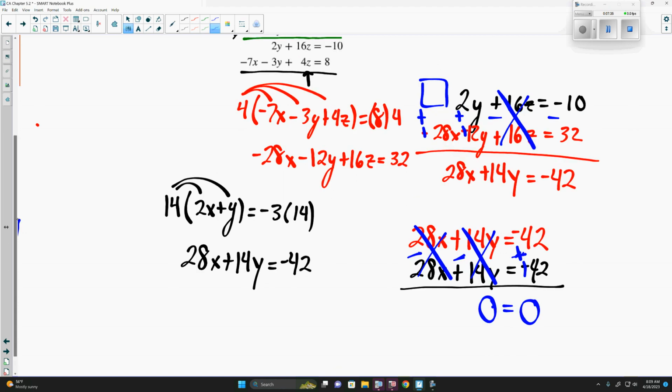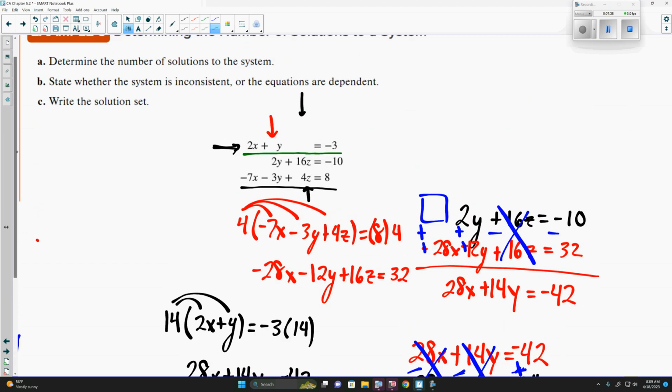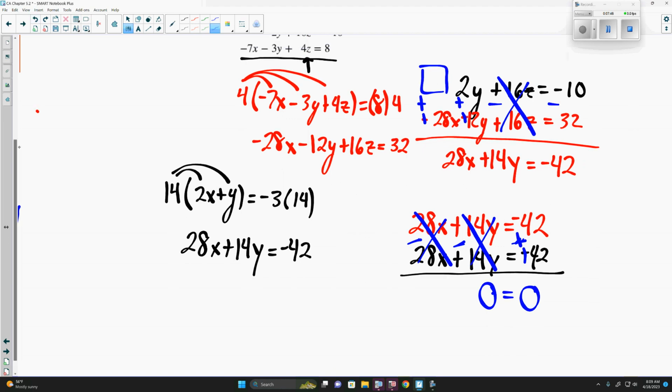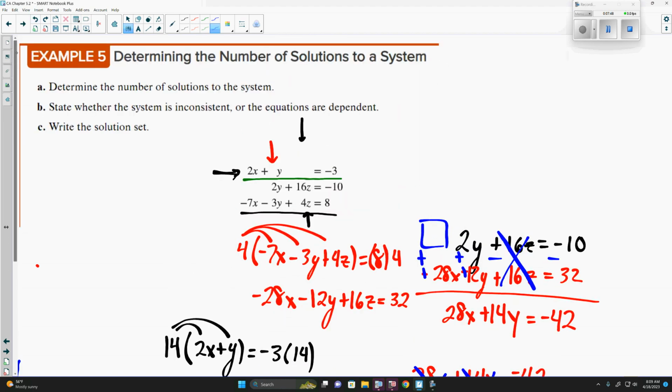Yes. So what that tells us, determining the number of solutions, well, there are infinitely many, because this equation is dependent. There's infinitely many solutions. Infinitely many number of solutions. There's a bunch of them that will work.